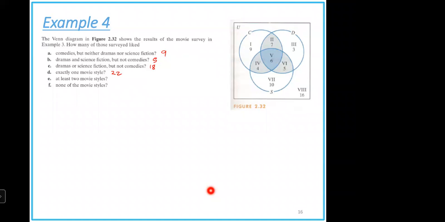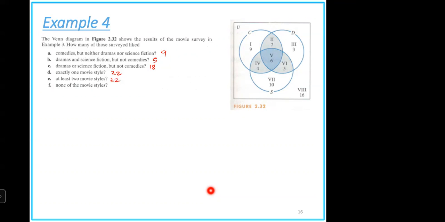So you would have to add those 4 areas. It would be 7 plus 4 plus 5 plus 6. 7 and 4 is 11, and 5 is 16, and 6, that's 22. Okay. So for E, you would be adding all of those, and that answer happens also to be 22.